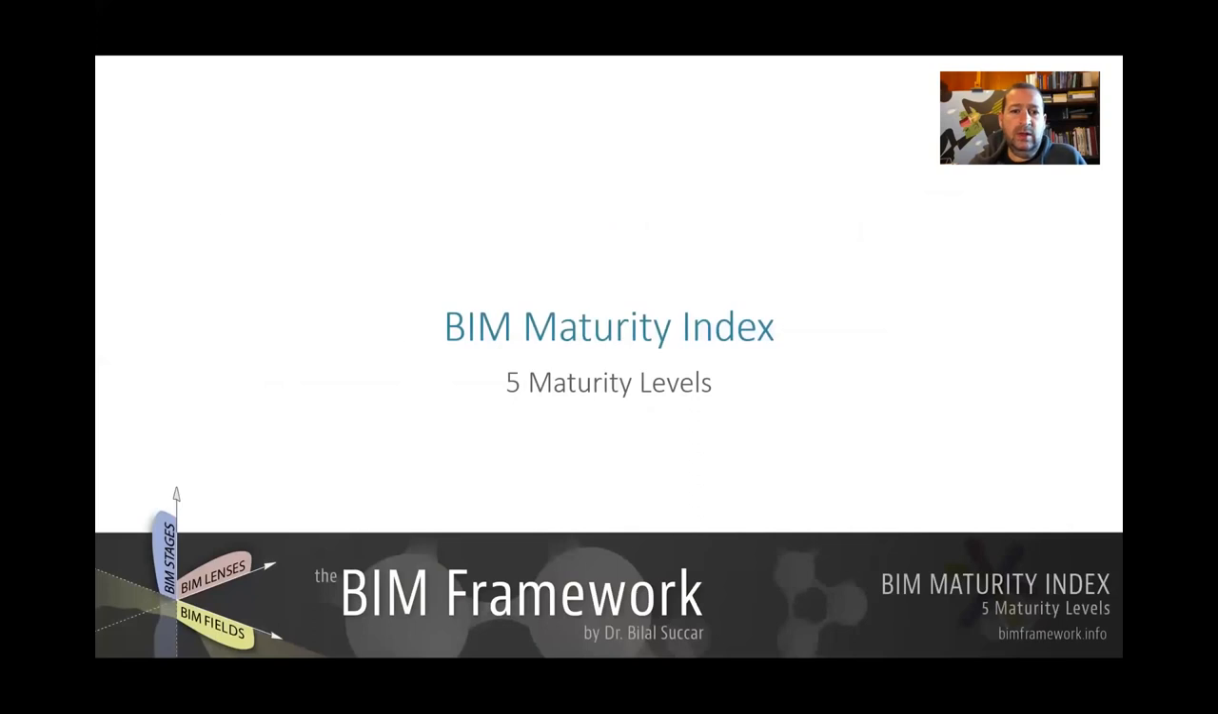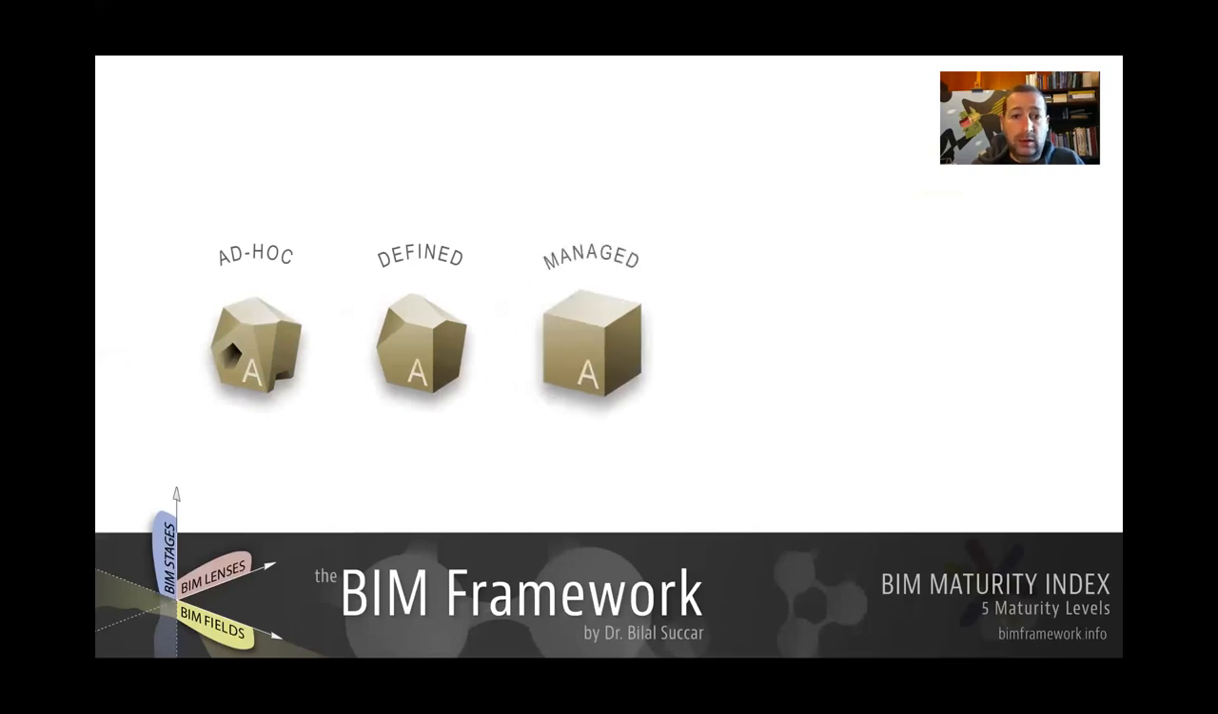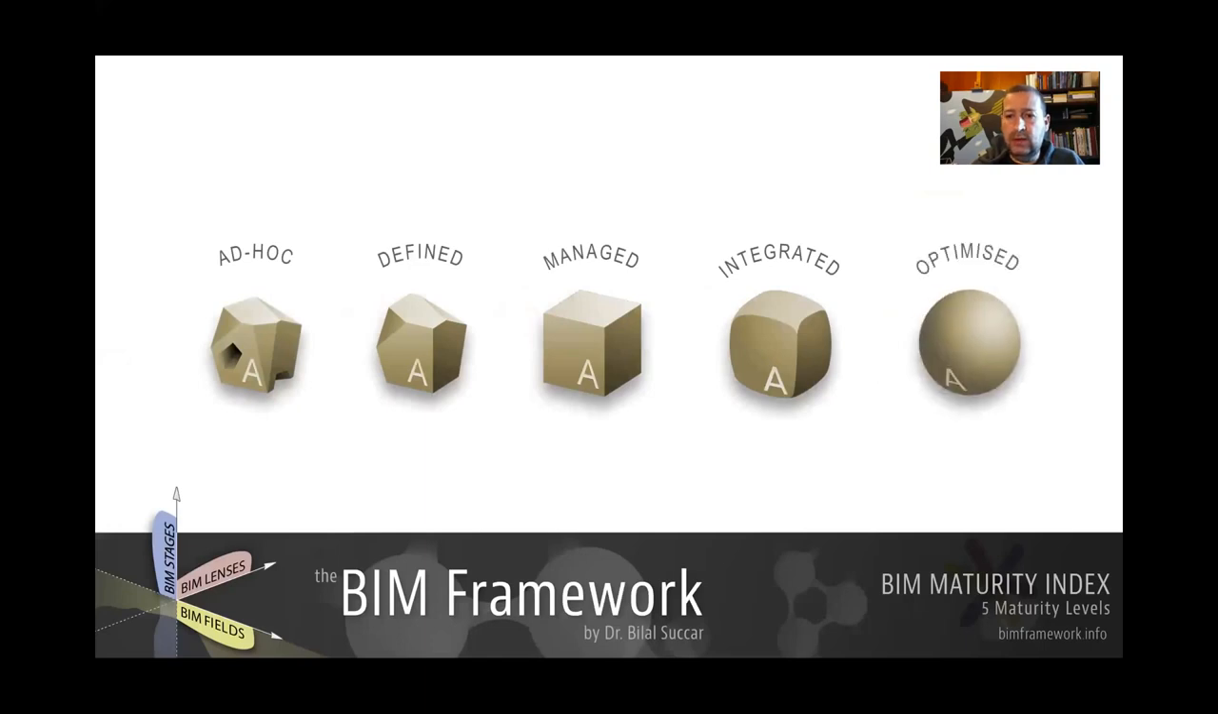To measure BIM maturity, using the BIM framework, there's one specific index to be used, which is called the BIM Maturity Index, which has five maturity levels. First level is ad hoc, also referred to as A, or low maturity. The second level is defined, sometimes referred to as level B, or medium low. And the third level is managed, referred to as C, medium level of maturity. And integrated is level D, sometimes referred to as medium high as well. And the last level is optimized, also called level E or high maturity.